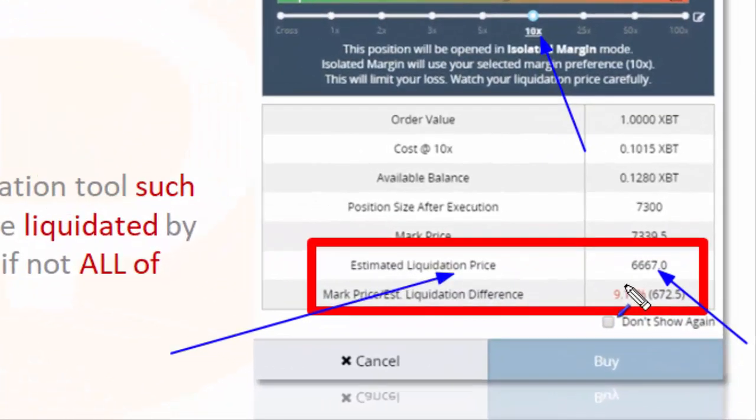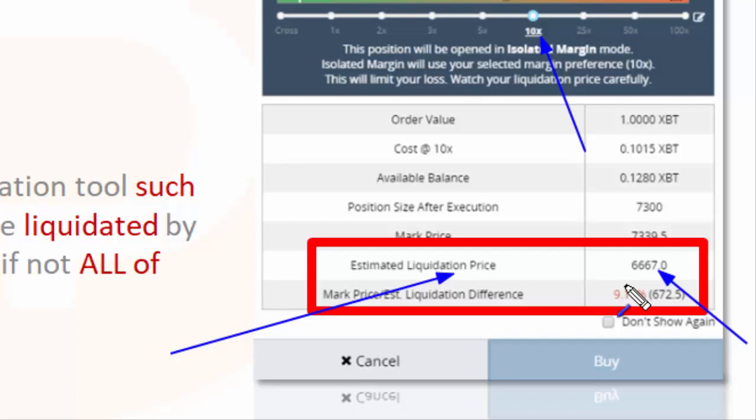This is your worst case scenario. If you don't have a stop loss in, you're not monitoring the trade, and you just left the trade, having placed the trade, walked away, never looked at it again, and the market dropped to this price, this is where the damage to your account will come in, at the liquidation price.